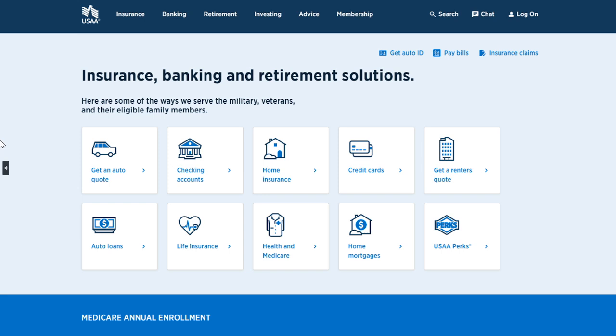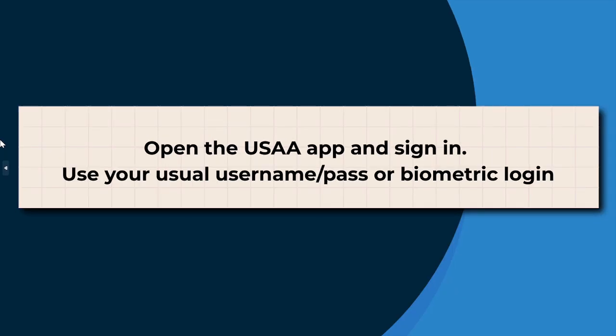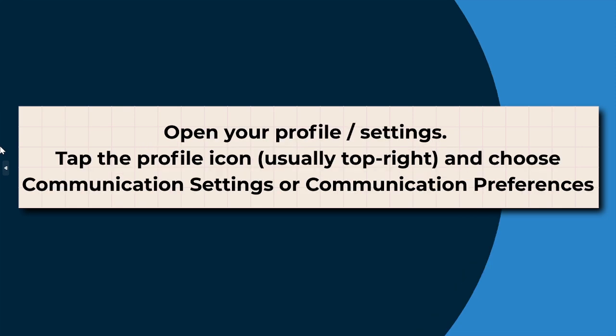Let's get started by opening up the USAA app and signing into your account. Make sure you have your user credentials handy to make this process as smooth as possible. Next, you'll want to navigate to your profile or settings within the app. This is where we can access all the backend features and manipulate notifications to work for us.